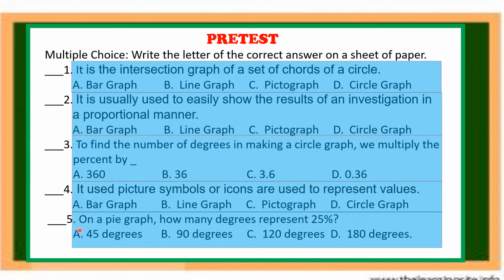Number 5. On a pie graph, how many degrees represent 25%? Letter A, 45 degrees. Letter B, 90 degrees. Letter C, 120 degrees. And letter D, 180 degrees.